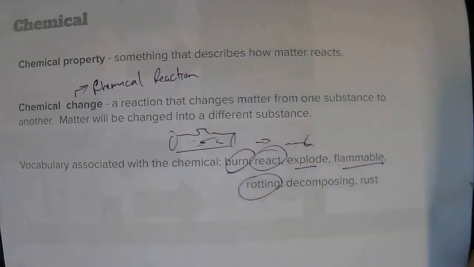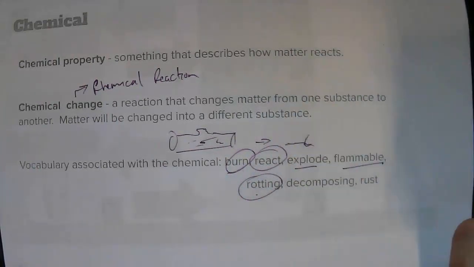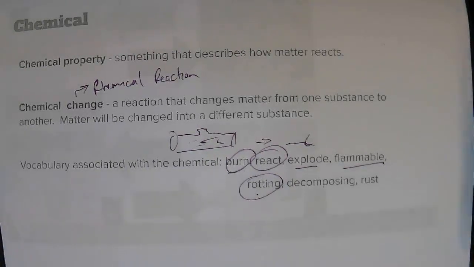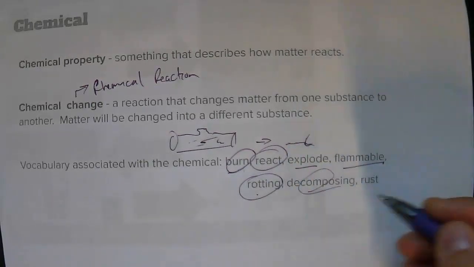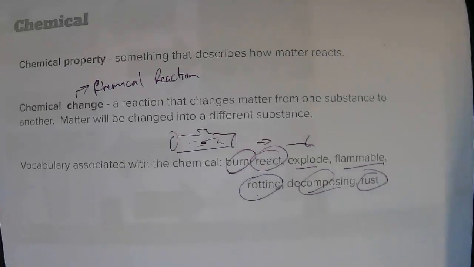When something living is rotting, that is also a change. And so this could also be like milk going bad, spoiling. You've changed what it is. It's no longer milk. When milk rots or spoils because you're not willing to drink it, it's gone under a chemical reaction. Decomposing, if you have a tree falling in a forest and it decomposes, starts breaking down, that's a chemical change. Rusting is a chemical change.